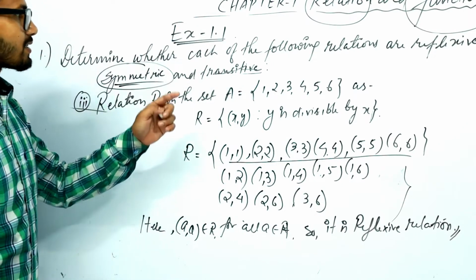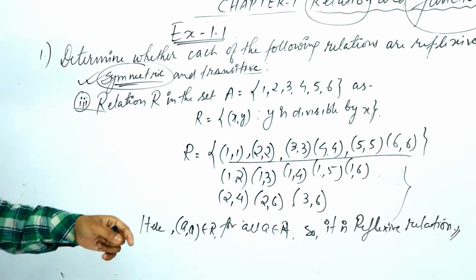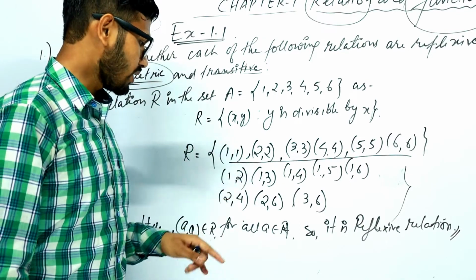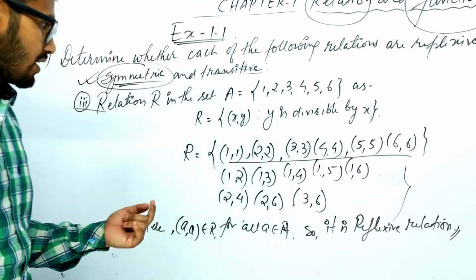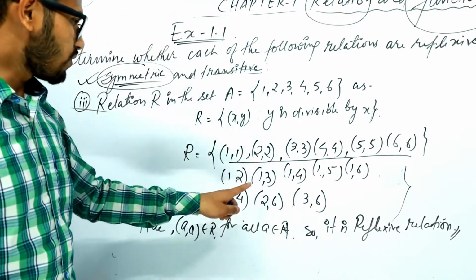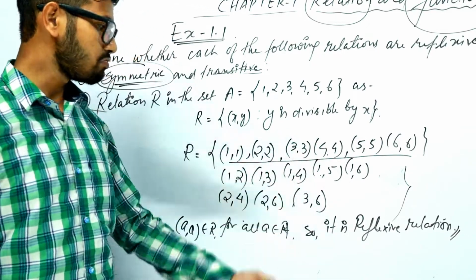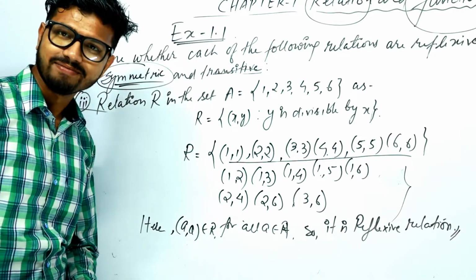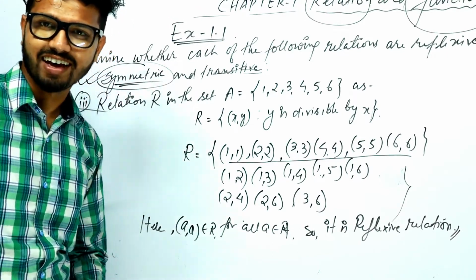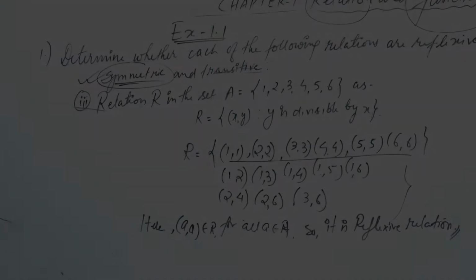Now let us proceed with the next property, that is symmetric. Whether this is symmetric or not. Can we see (1, 2)? Is (2, 1) present? I don't think so. It is not present here. Here (1, 3) is present. Is (3, 1) present? No. So how can you say it is symmetric? It is not symmetric, as the required elements are missing.